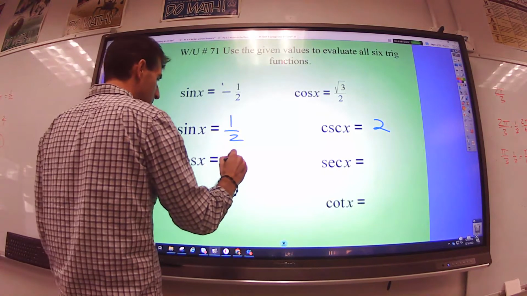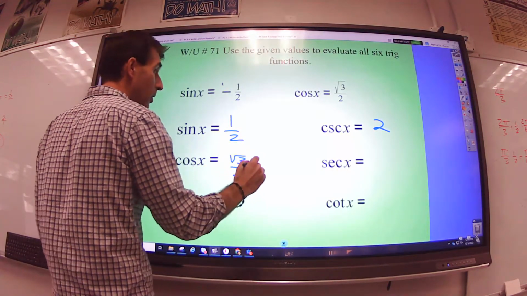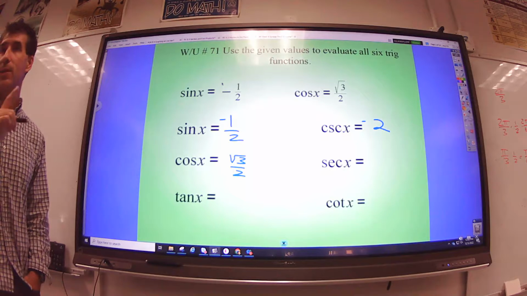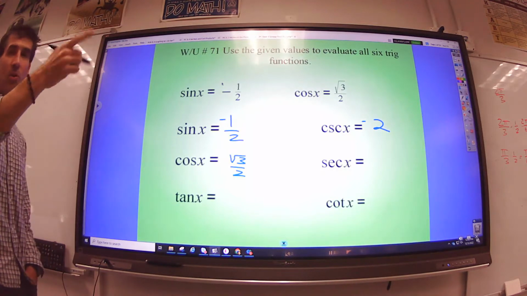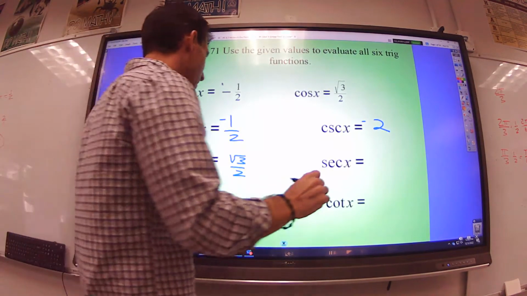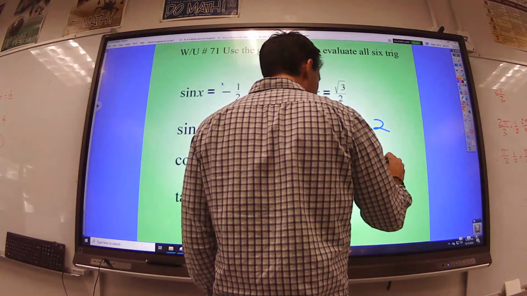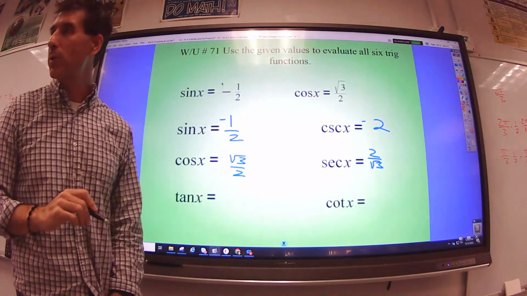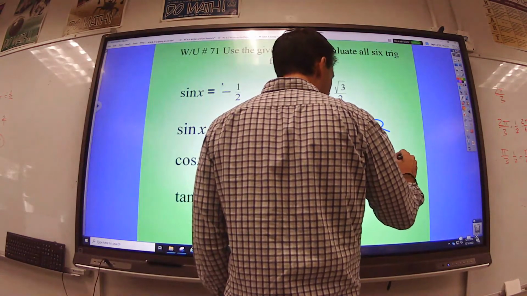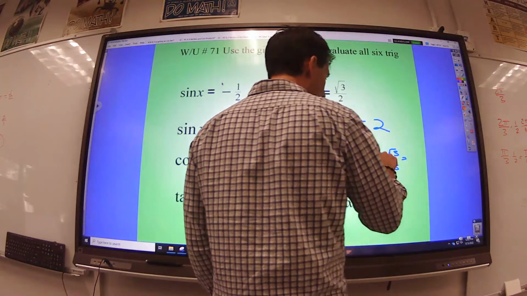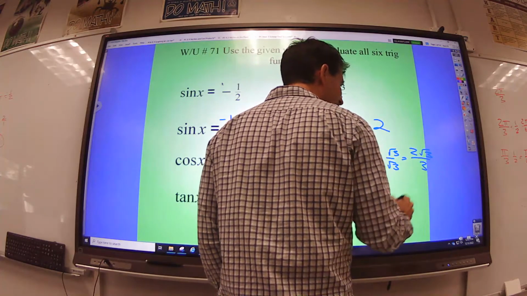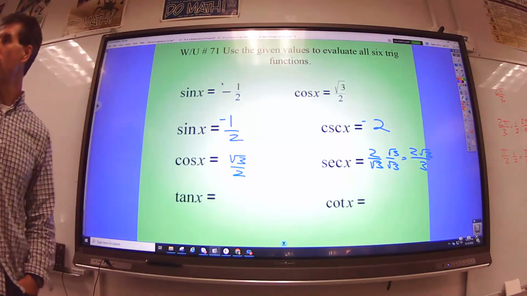Cosine of x is √3/2. Oh yeah, I forgot the negative. Thank you so much. Remember, if the sine is negative, then the cosecant is negative, just like we had on the unit circle. Now, secant is 2/√3. However, we can't have a square root in the denominator. I will mark it wrong if you do that. So we multiply by √3/√3, which is 2 times √3, and √3 times √3 is just 3. So 2√3/3.